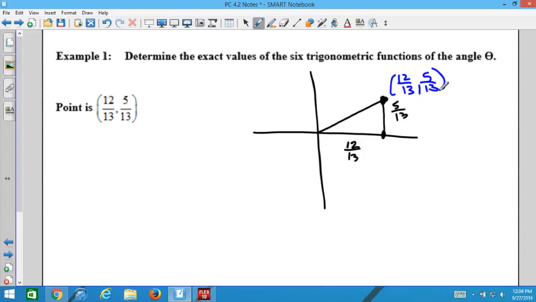And I formed a right triangle. So I've got my 90 degrees where it dropped down to the x-axis. My theta would be over by the origin. And we have to find the 6 trigonometric functions. So we're going to find sine, cosine, tangent. And then we're going to flip them.